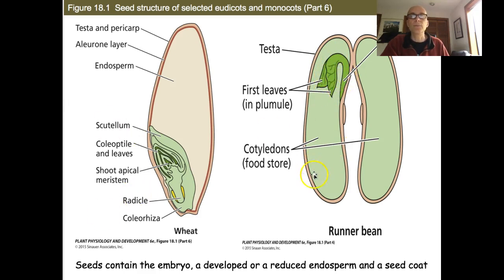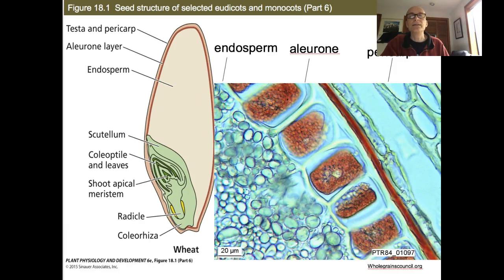So in the case of the beans, the food storage are the cotyledons, while the food storage for the grass plants is the endosperm. And if you look at this through microscopy, on a microscope slide, you see that this is the aleurone layer that I was talking about. So very specialized cells, the endosperm here full of starch granules.